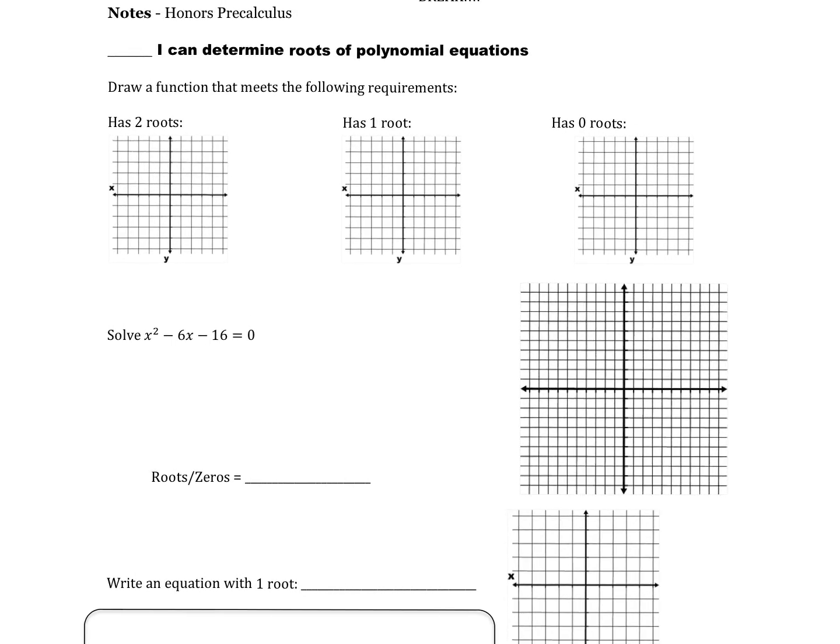So, drawing a function that meets the following requirements. If we have two roots, all that means is it crosses the x-axis twice. So roots are just where it crosses the x-axis. And if it crosses the x-axis twice, it could be like this. Woo! Does that cross the x-axis twice?